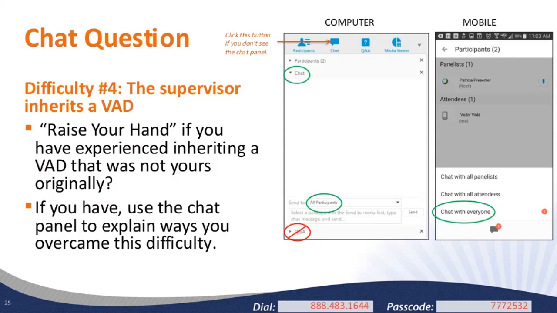Oh yeah, people are getting it. And raise your hand. Wow, there's a lot. There's a lot of you that have inherited a VAD.